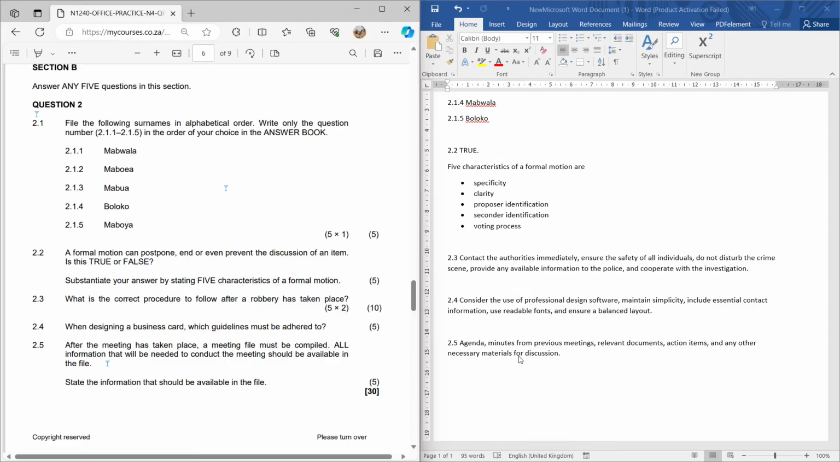And then minutes from the previous meetings, right? So before the meeting proceeds, there needs to be a reminder of what was discussed previously, right? And so minutes from previous meetings does exactly that, right? So whenever you are done scribing your minutes, you need to keep them safe because they will be used as reference in the next meeting, right? And then there also needs to be relevant documents, right? If maybe there was a program on the side, it needs to be included in the meeting file so that it is also used as a reference record.